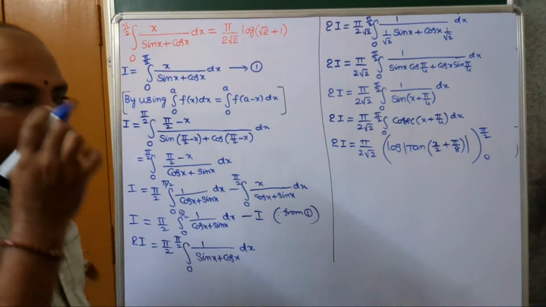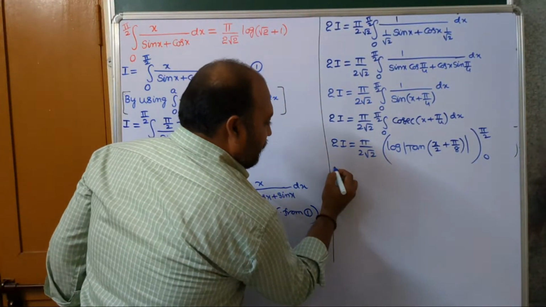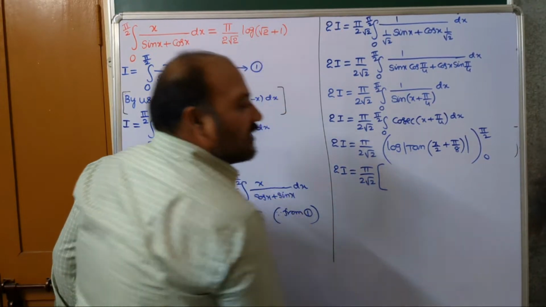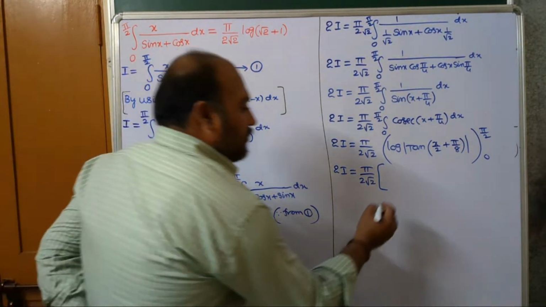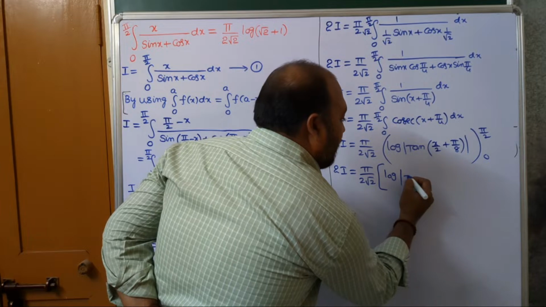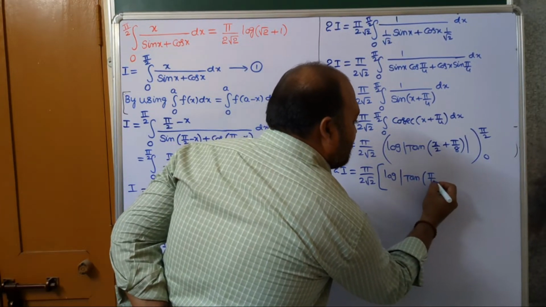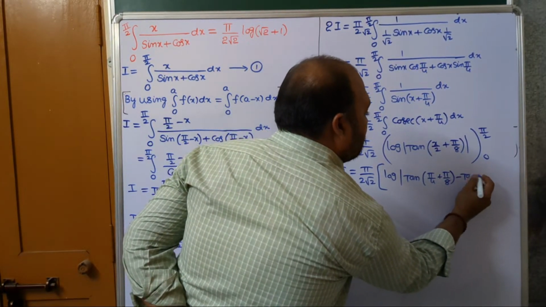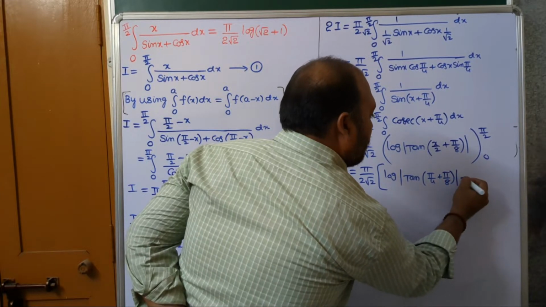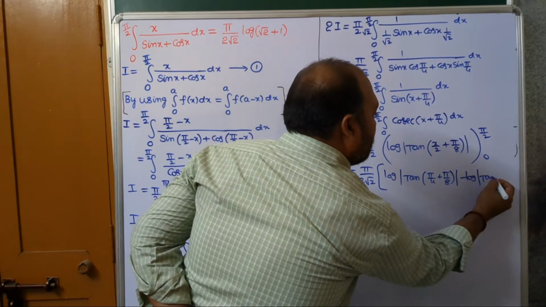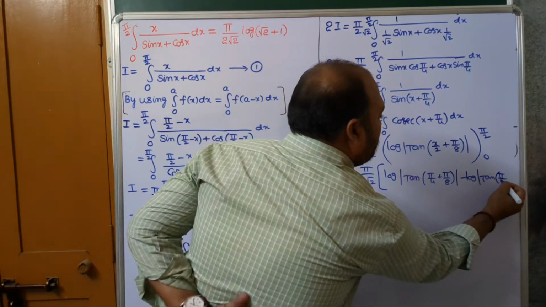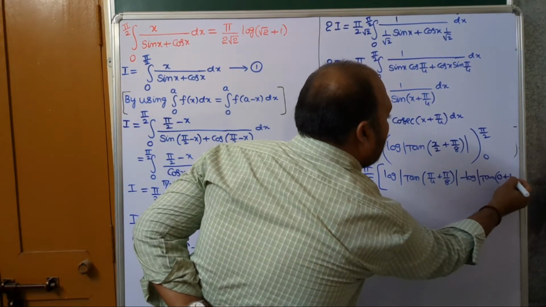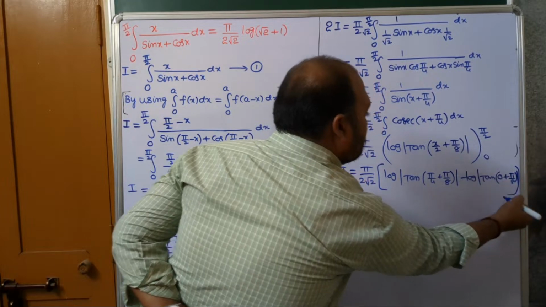Okay, dear students, we'll move on to the next step. So 2I is equal to pi by 2 root 2. First, in place of x, we are going to substitute the upper limit. So log mod tan of pi by 4 plus pi by 2 by 2, that is pi by 4 plus pi by 8, minus log mod tan pi by... so x is equal to 0 means tan 0 plus pi by 8. Okay, dear students.